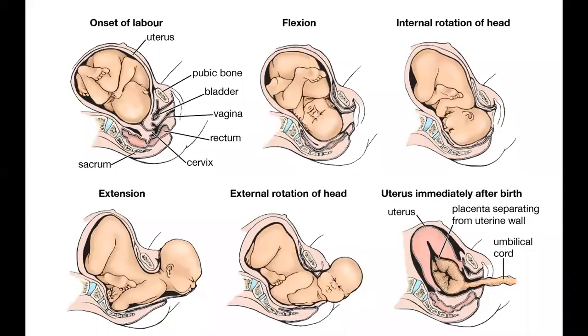So the baby will push, the wall also will push, from outside the mother also will push, the nurse also will push, and slowly the baby will come out. First you can see the head comes out, and after the head, slowly the body also will come out. After the body comes out, the placenta will come out.